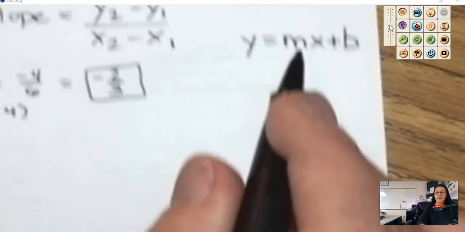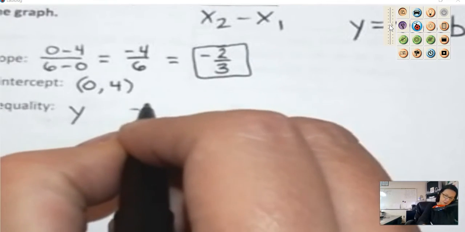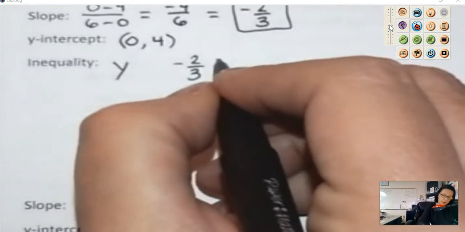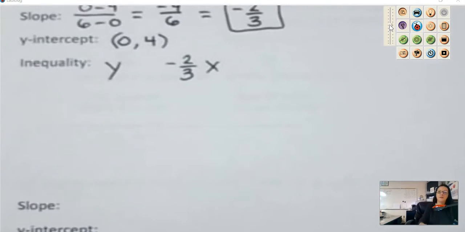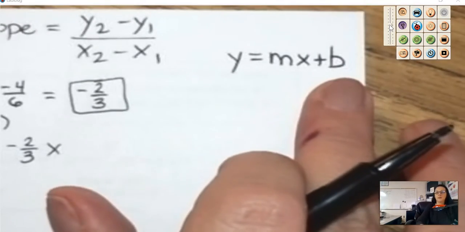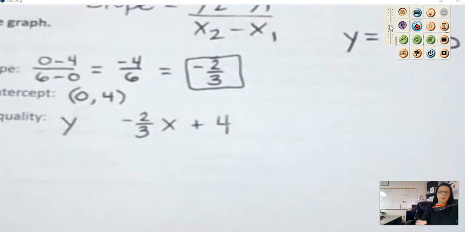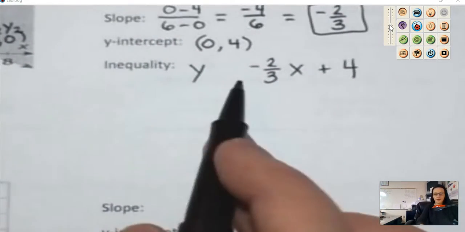The slope is the m. The slope was negative 2/3. Put an x after the slope. And then we put in the y-intercept, the b. And the b is positive 4. Okay, I need to figure out what symbol goes here.